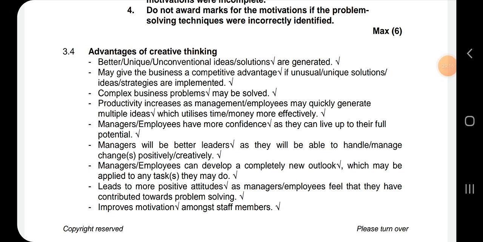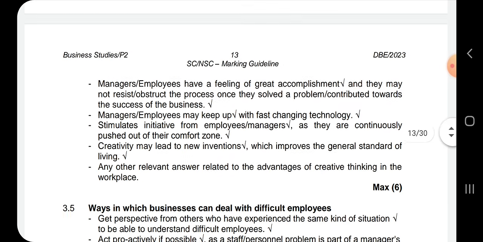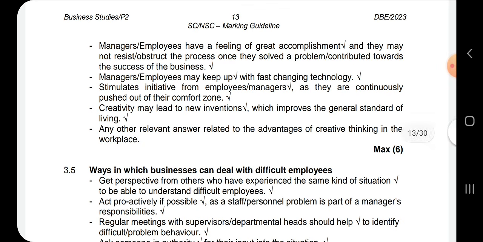So these are the advantages of creative thinking. Better, unique, unconventional ideas and solutions are generated. It may give the business a competitive advantage if unusual, unique solution ideas and strategies are implemented. Complex business problems may be solved. Right? So that's how you answer that question. You're not limited to what appears here. Any other relevant answers will be taken.